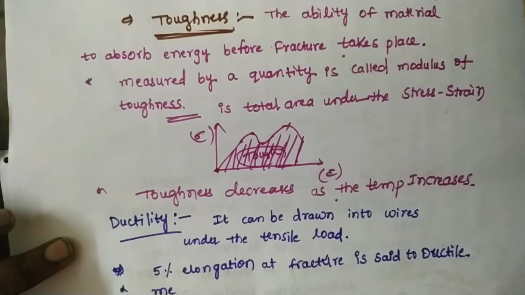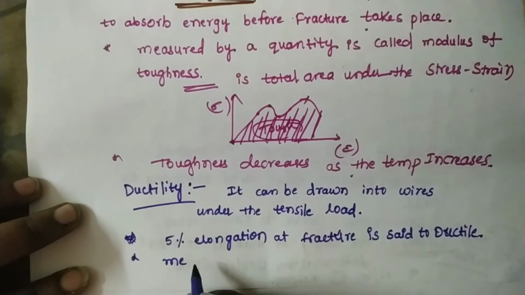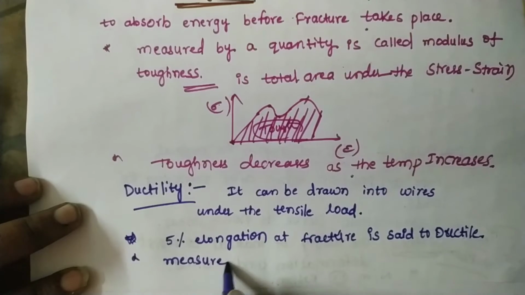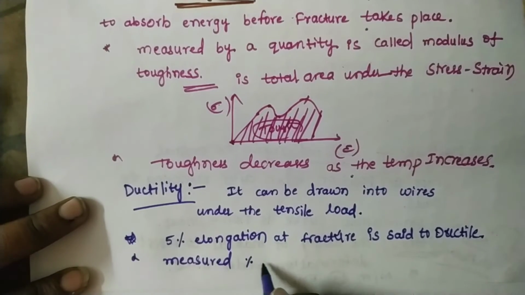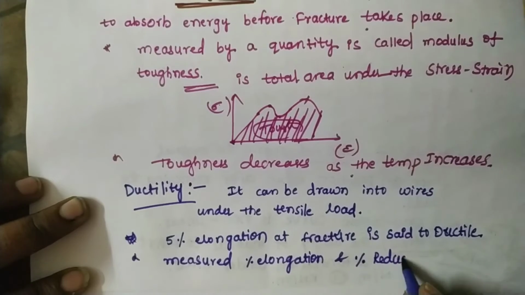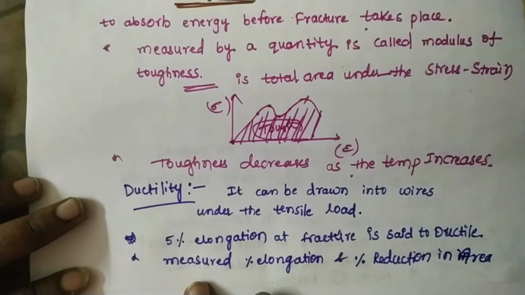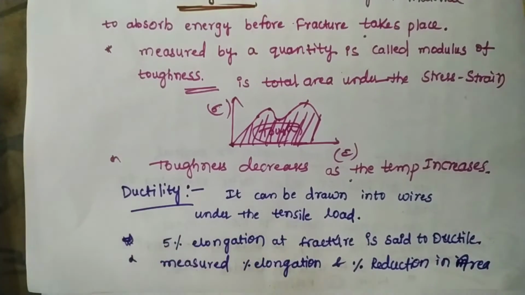The ductility is measured in terms of percentage of elongation and percentage of reduction in area.